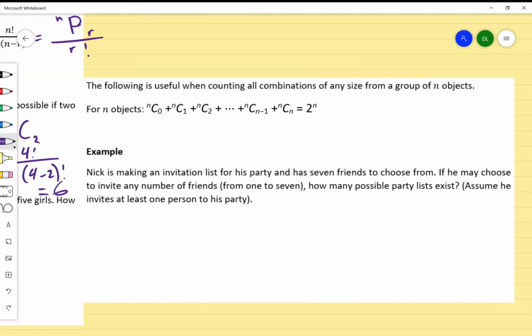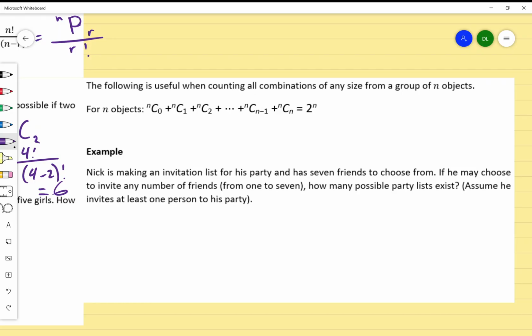Now, there's one more note that I would like you to take into account when it comes to working with combinations. The following is useful when counting all combinations of any size from a group of n objects. For n objects, remember n could be any number, we know that nC0 plus nC1 plus all the way up to nCn equals 2 to the power of n. So just keep that formula in mind or write it down at the top of your page.